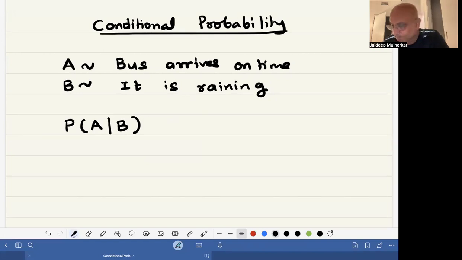Well, one would like to compare this to the probability of the bus arriving on time. And one would like to make some conclusions that maybe the probability of the bus arriving on time, given that it is raining, is maybe less than the probability that just the bus arrives on time, right? So, and one would like to know how to compute this probability. So this is our example number one.